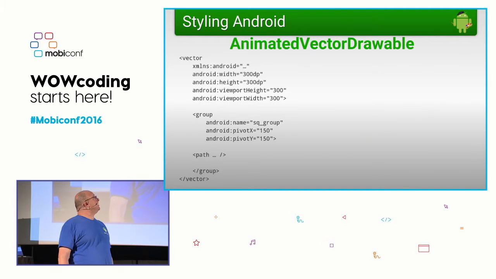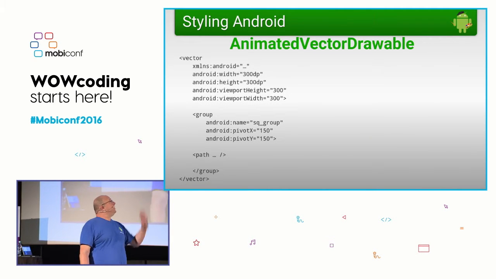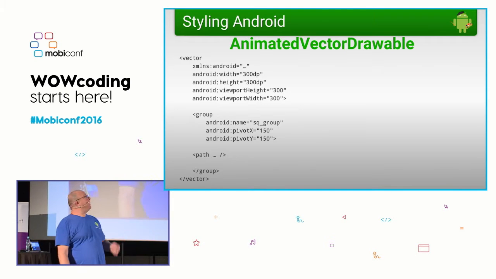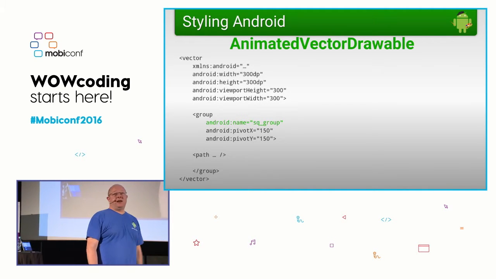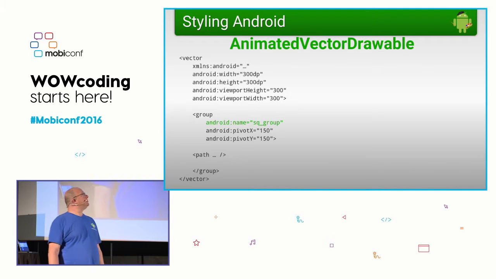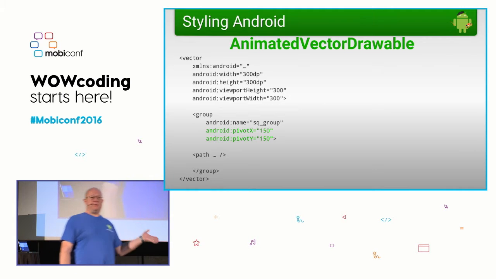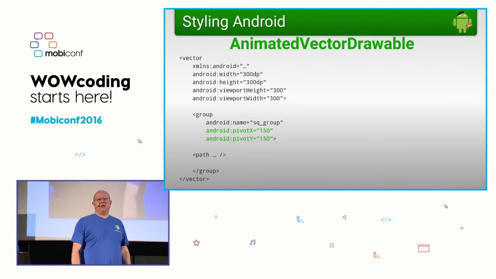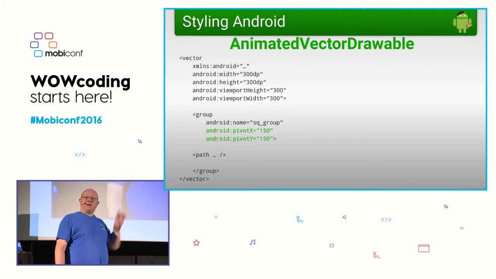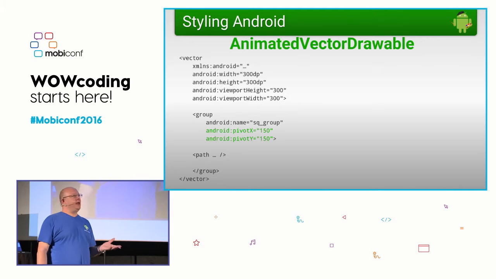Other examples we can do. So if we put our path inside a group, and we give it a name, square group, and we give it a pivot X and pivot Y. Now we saw an example earlier of how we could just change the rotation. So we're setting the pivot point about which we're going to rotate, but there's no rotation set in there.